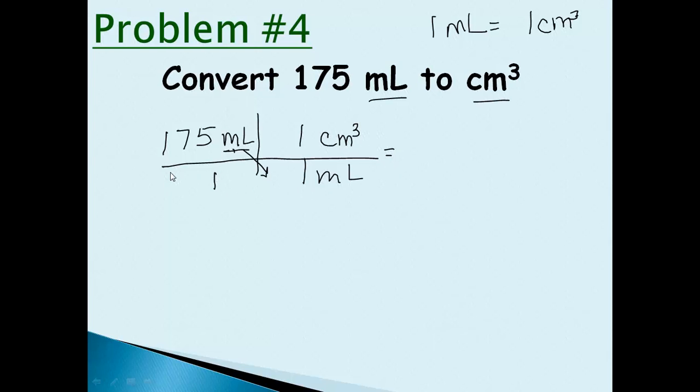I guess I haven't mentioned the math of this, and bad on me. When you set these up like this, what we're doing is everything across the top is multiplying, everything across the bottom is dividing. So we would be doing the math 175 times 1, and then dividing by 1, dividing by 1. This one's kind of anticlimactic because it's all ones. We end up with 175 cubic centimeters as our answer.